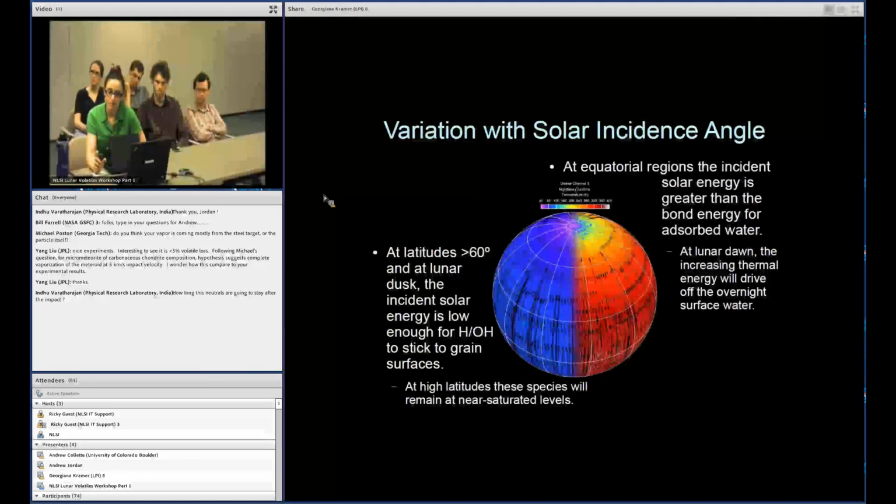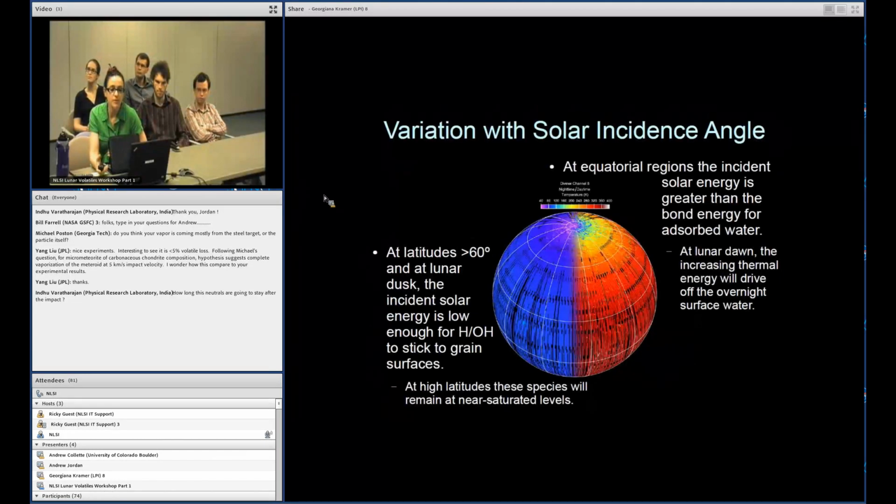So there's mineralogy. You could also have variation with solar incidence. At equatorial regions, the incident solar energy is greater than the bond energy for absorbed water. So as I was saying before, at lunar dawn, the increased thermal energy will drive off any overnight surface water that might have accumulated. And at latitudes greater than 60, and at the lunar dusk, the incident solar energy is low enough for hydroxyl and water to stick to grain surfaces.